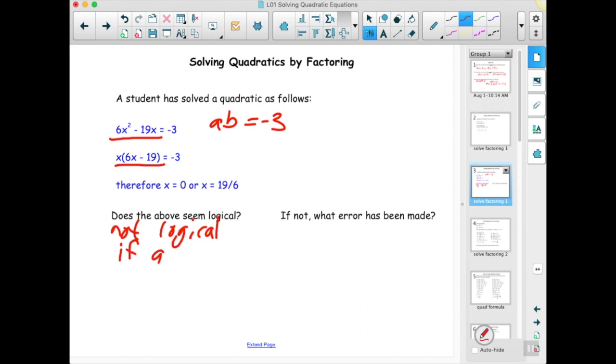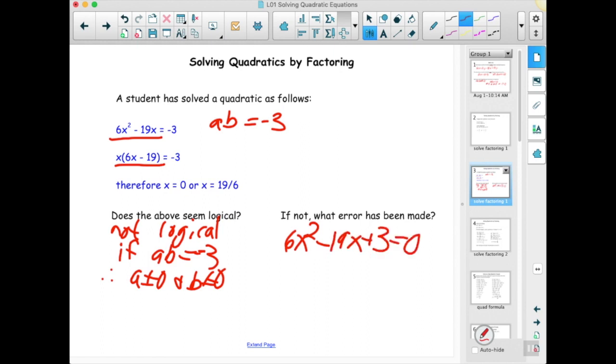If ab is negative 3, then what I can say for sure is a is not 0 and b is not 0. What they should have done instead was write this as 6x squared minus 19x plus 3 is 0, and then attempt to factor that quadratic.